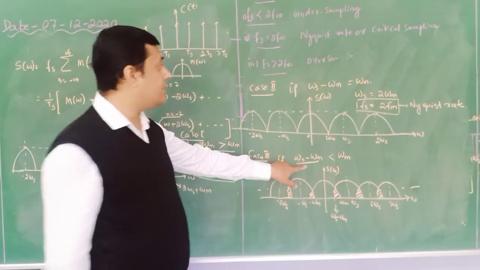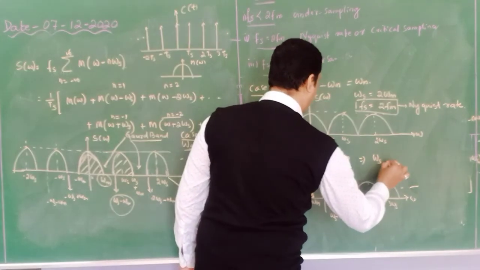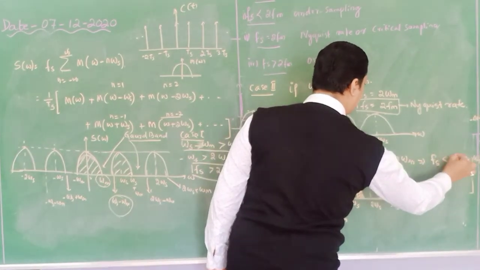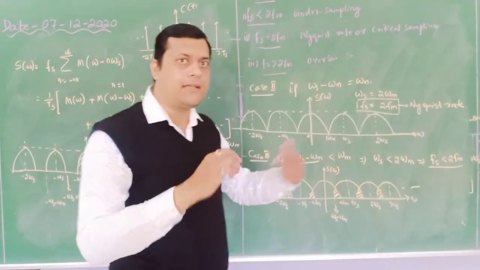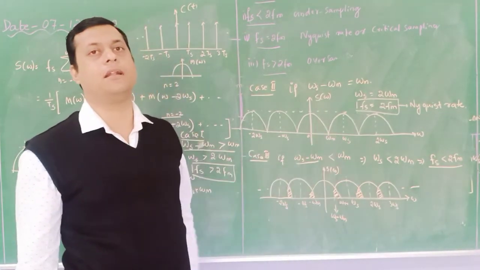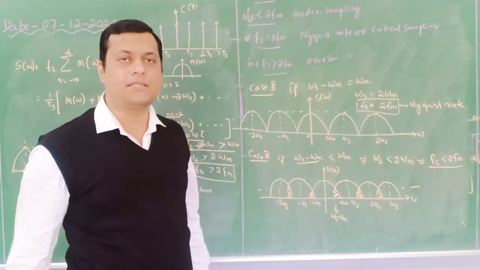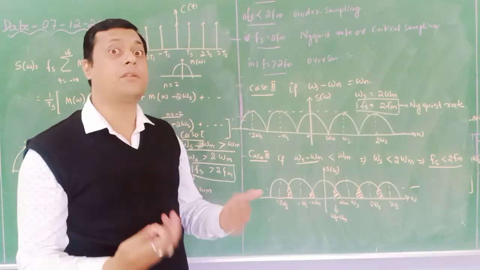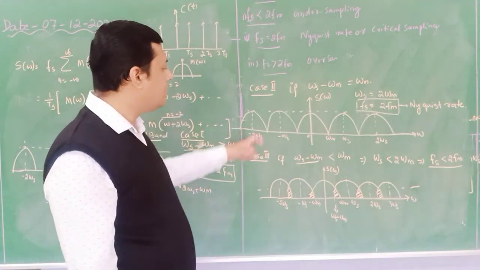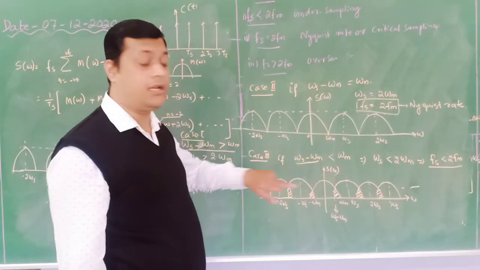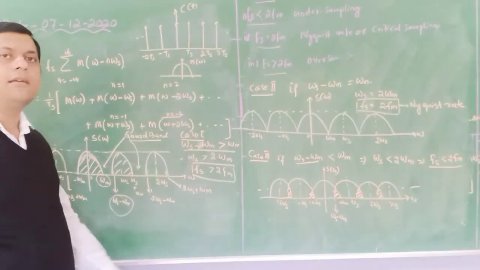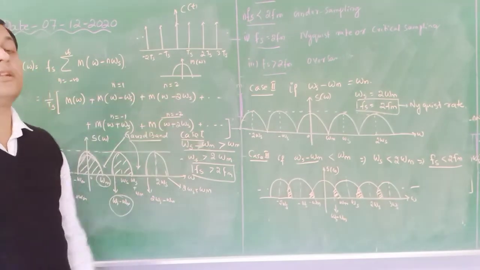So if I solve this condition, omega s is less than 2 omega m, which I can say fs is less than 2 fm. So if I am using the undersampling method, that is the first case, if fs is less than 2 fm, then this sort of intersection will come into the picture. If this sort of overlapping happens, the original signal cannot be recovered. It is not possible to recover the original signal, and I will also show how it is not possible. So if it is undersampled, we cannot recover the original signal. But if it is at the Nyquist rate or oversampled, we can easily extract our message component. So this is all about instantaneous sampling.